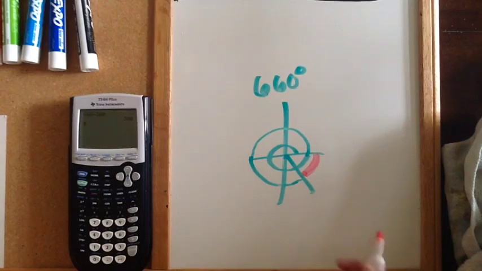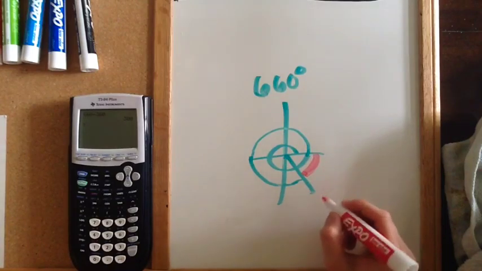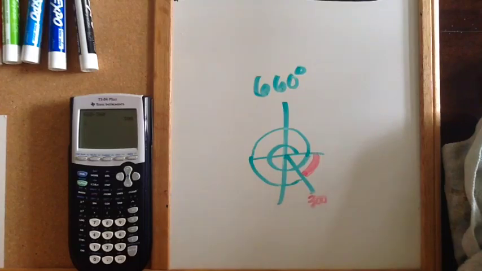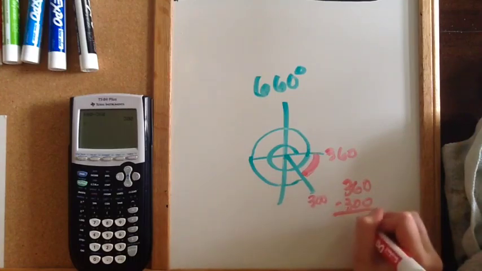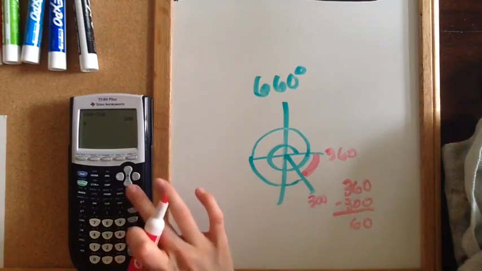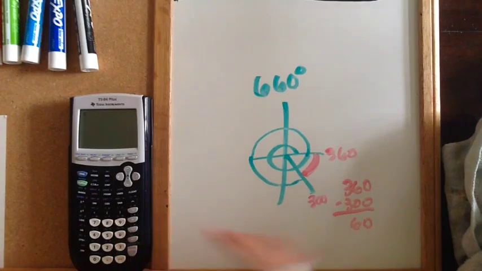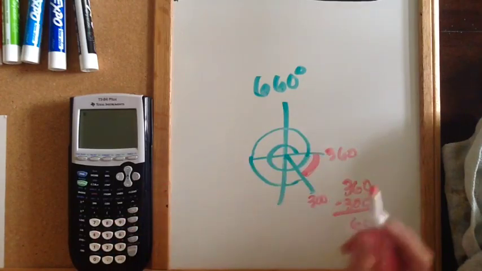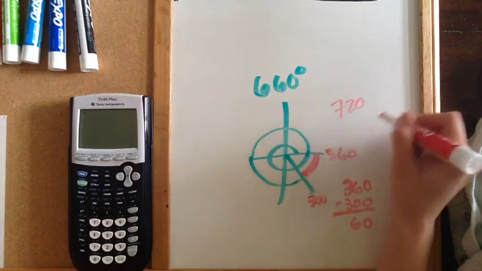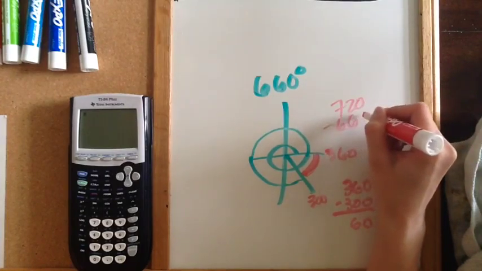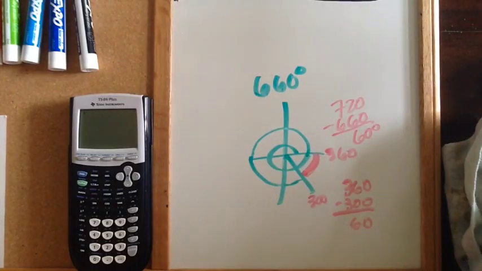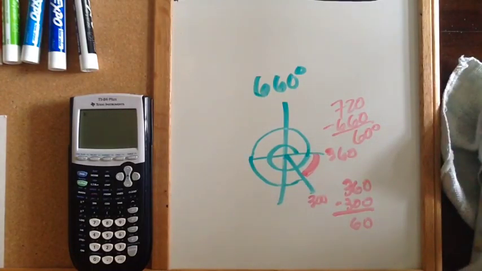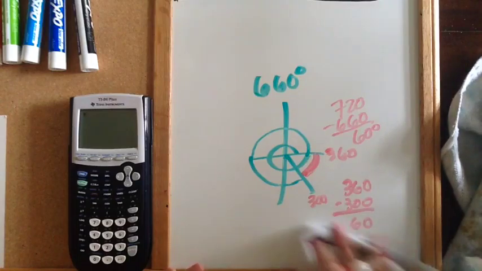Now there's two ways that you could do this. We know that we ended at 300 here our second time around, and we know that this is 360. So I can do 360 minus 300, and I can just get 60 degrees. The other way that we can do it is, if we take 360 and we go around twice, that gives us 720. So what I can do is 720 minus 660, which also gives us 60 degrees. So there's two kinds of thinking that go with it. Both of them are fine.